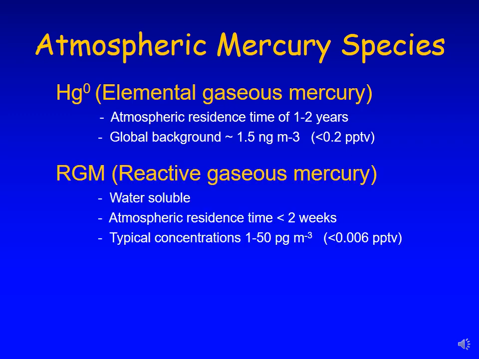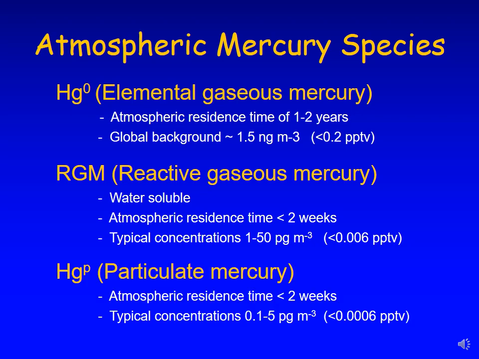And then we have our reactive gaseous mercury. That's our water-soluble mercury, and it has a residence time of about 2 weeks, because that's the same residence time as water. The typical concentrations are a lot less, less than 0.006 parts per trillion, so that's 6 parts per quadrillion. And particulate mercury also has a residence time of about 2 weeks because it's removed by precipitation, and its concentrations are about the same as the water-soluble mercury.